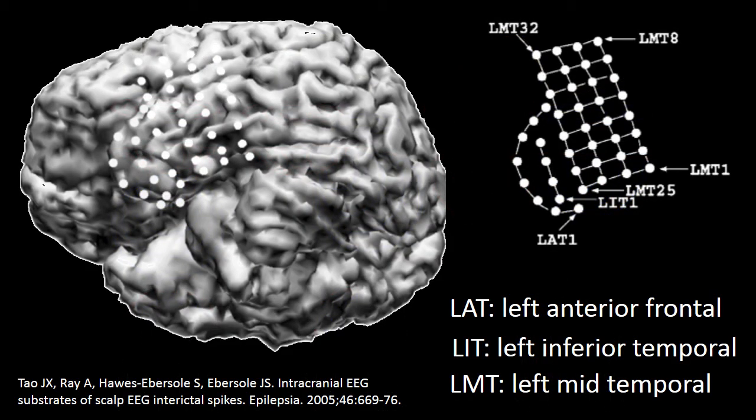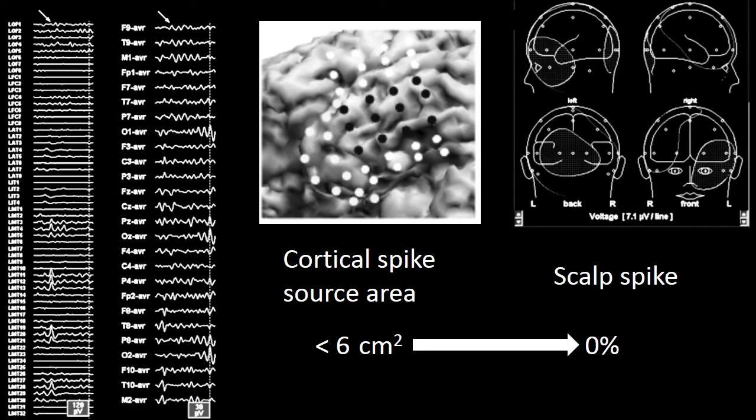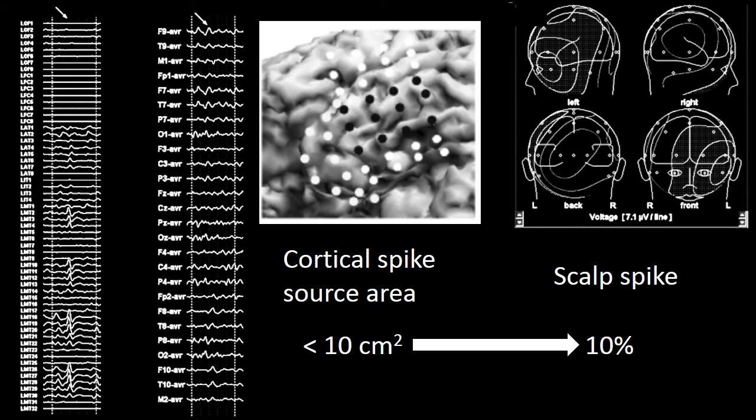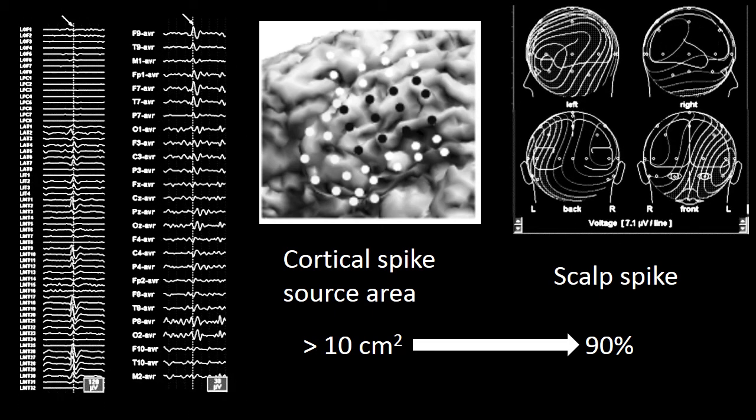In a study by Tao, published in 2005, where the area of the cortex necessary to create a scalp potential was investigated, they found that this is not so. They compared the findings from an intracranial grid to scalp recordings. They found that cortical mantle involvement of less than 6 cm² never produced a scalp spike. An area at the level of the cortex of less than 10 cm² only produces a spike in 10% of the cases, and an area larger than 10 cm² produces a scalp spike about 90% of the time.